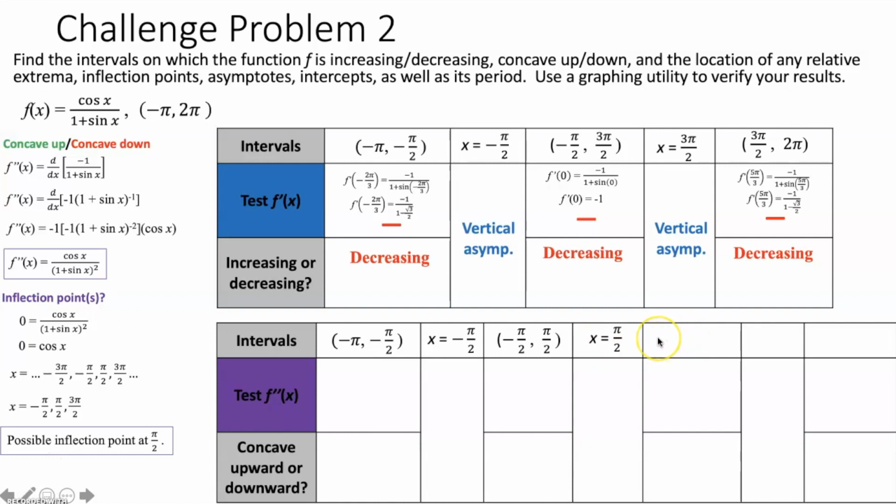Then we go from pi over 2 to our second vertical asymptote, which is going to be at 3 pi over 2. And then at x is equal to 3 pi over 2, we have to determine what's happening in the graph. Hint, we already know it's a vertical asymptote. And then we go from 3 pi over 2 to the end of our interval at 2 pi.